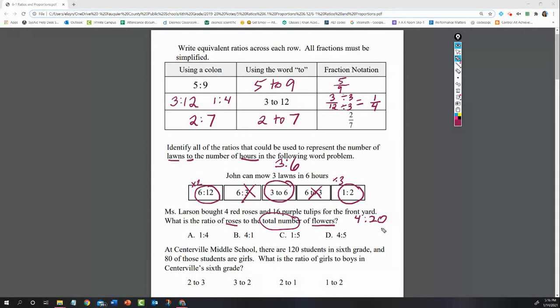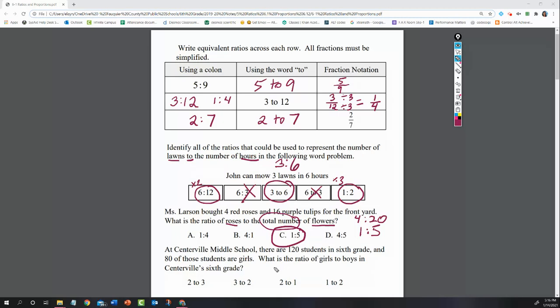Now we need to look for an equivalent ratio, but we need to simplify it. So if we simplify 4/20, I would get 4 divided by 4 is 1, and 20 divided by 4 is 5. So what is 1 to 5? C is the correct answer on that one.